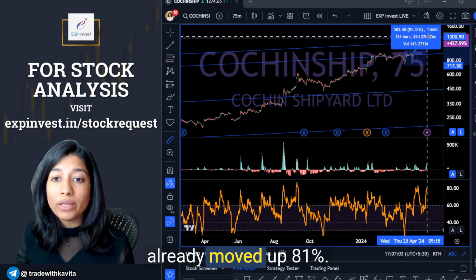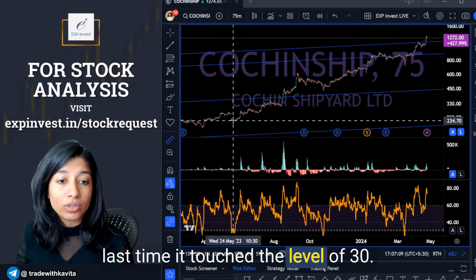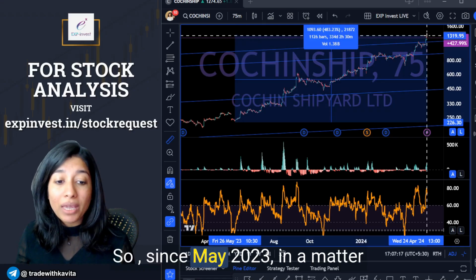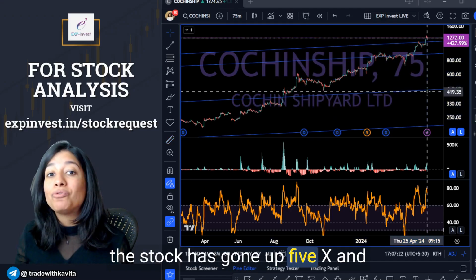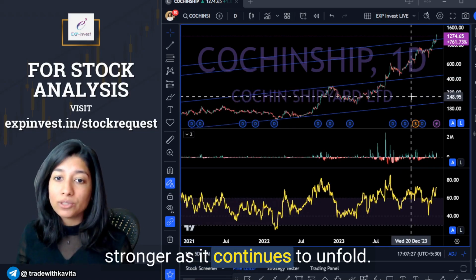So right now it's already moved up 81%. If you do the same calculation, the last time it touched the level of 30 over here and then take a measurement, 150. So since May 2003, in a matter of just 1 year, less than a year, the stock has gone up 5x, and the trend only seems to be getting stronger as it continues to unfold.